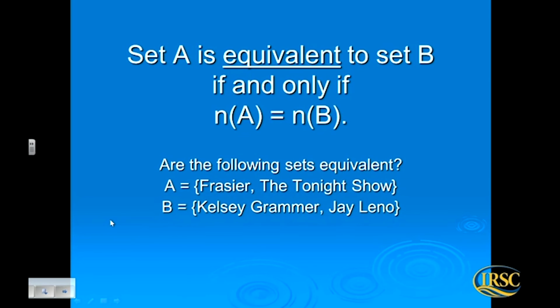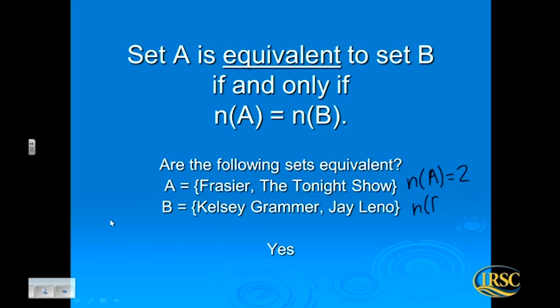So taking a look at these 2 sets, set A is equal to the set of Frasier and The Tonight Show. Set B is equal to the set of Kelsey Grammer and Jay Leno. So are these 2 sets equivalent? Yes is correct. Good. Because you just have to count how many elements are in each. So looking at set A, what is the cardinal number of A? 2. There are 2 TV shows listed in there.